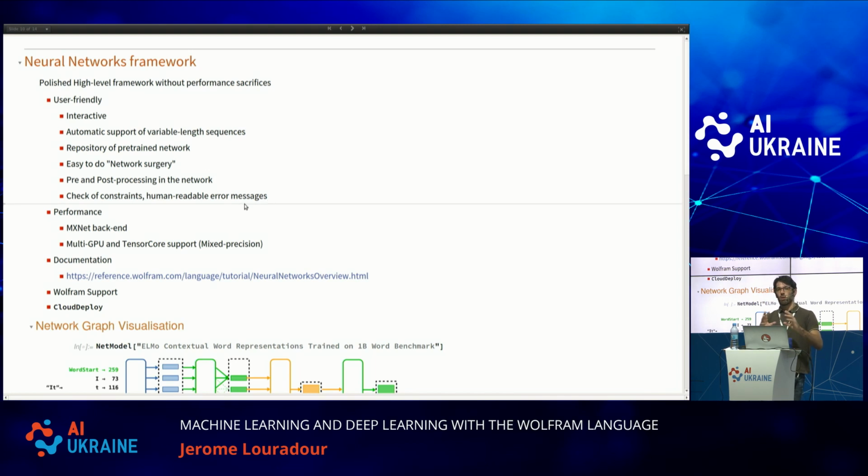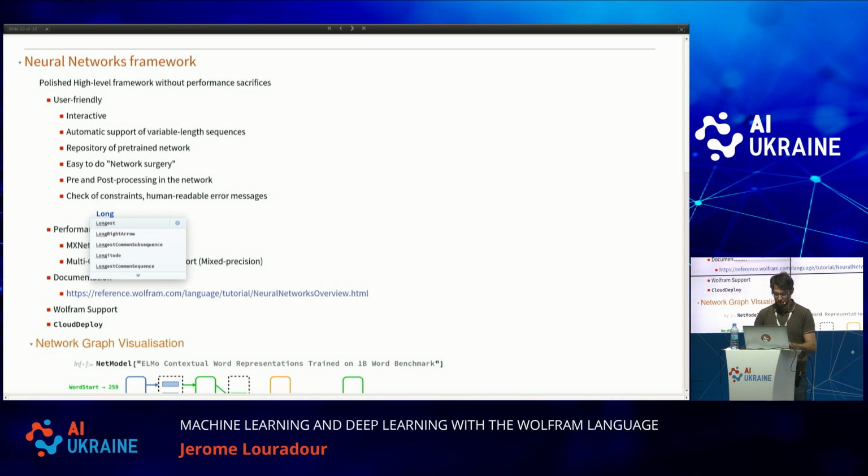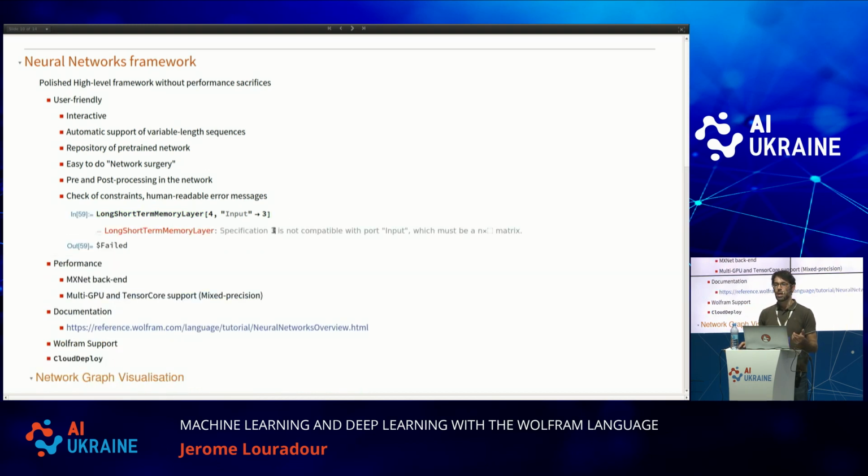Also, there are automatic checks of constraints, of the size of the layers for example, and you get human-readable errors when you've got an error. So, for example, if I take a long short-term memory, an LSTM, it takes the number of features first, and then I can define the size of the input. But this kind of recurrent layer needs a sequence as input to make sense. Here, inputs goes to 3 means that I have a numerical vector of size 3, and then it's complaining about this 3 and telling me no, it's expecting a matrix which is n times something.